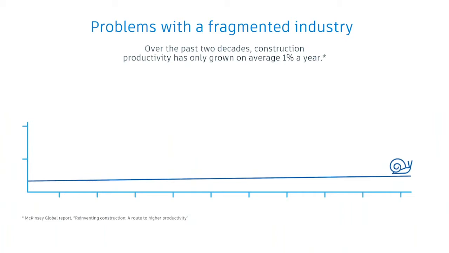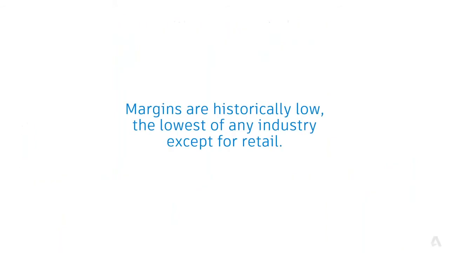This is from the McKinsey Global Report, Reinventing Construction: A Route to Higher Productivity. Over the past 2 decades, construction productivity has only grown 1% a year. And we look at other industries and different types of companies throughout the country and the world. We see productivity being driven by technology. We see cloud computing. We see all sorts of other growth throughout those sectors. But construction seems to be pretty flat compared to everybody else.